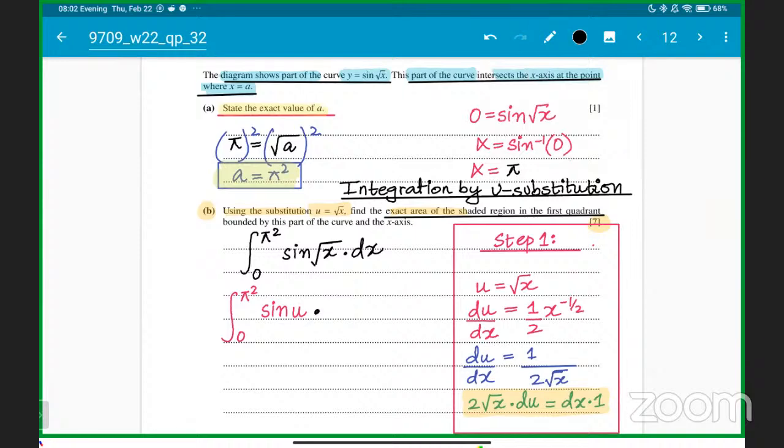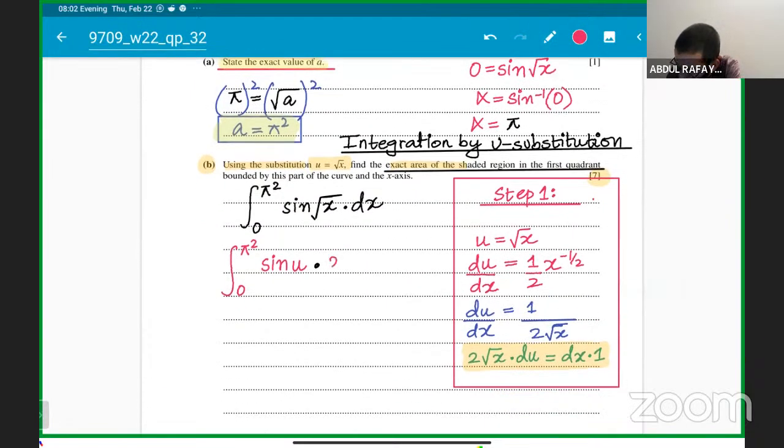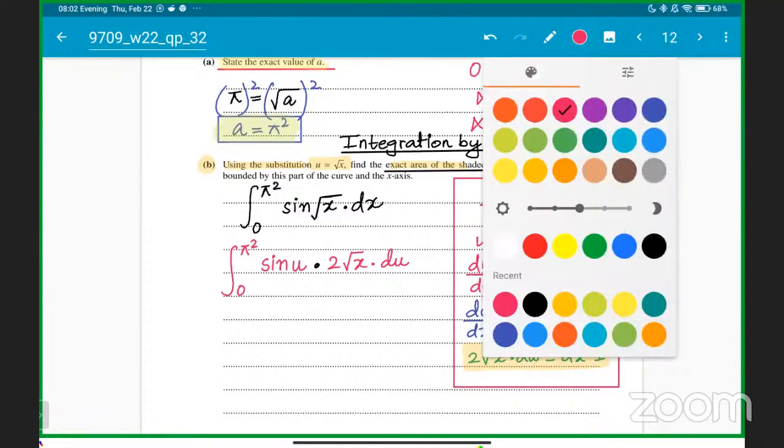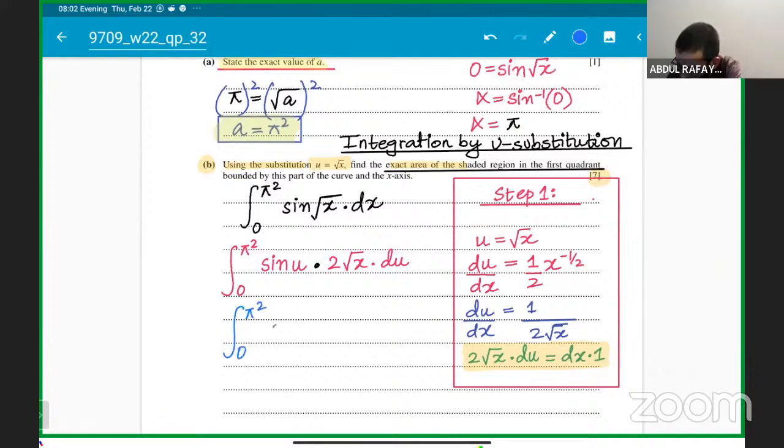And then, what we can say is basically you can replace the dx as well. Dx can be written as 2 square root x times du. So I'm substituting dx. Why are we doing this? We are doing this because we cannot integrate sine square root x directly.